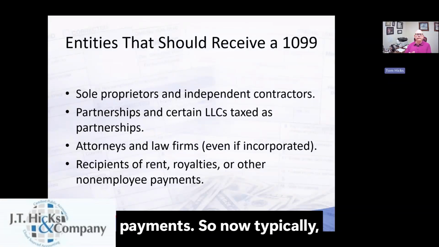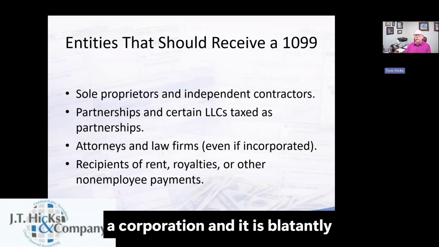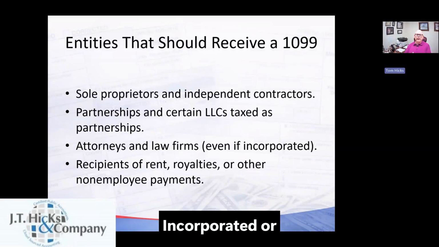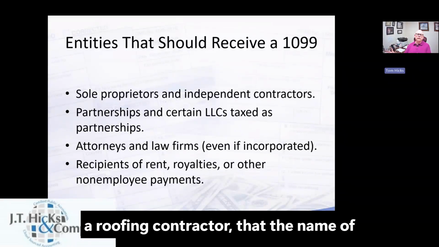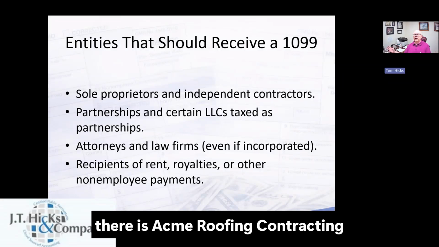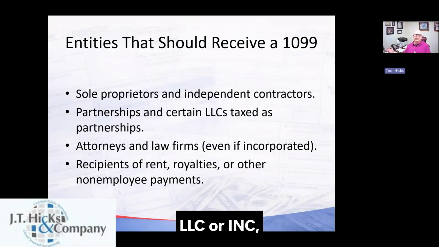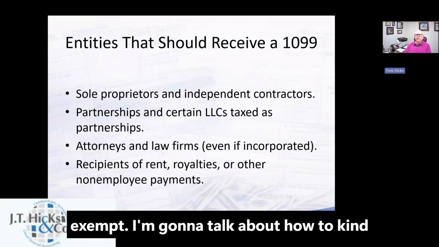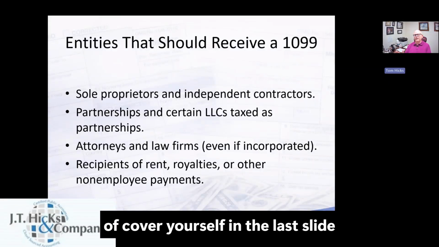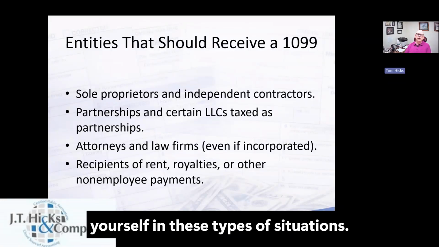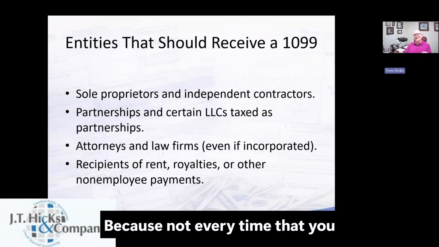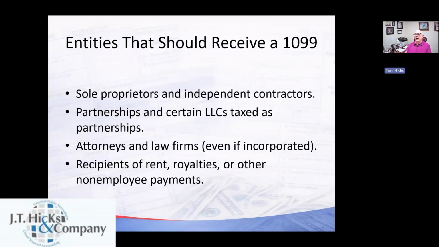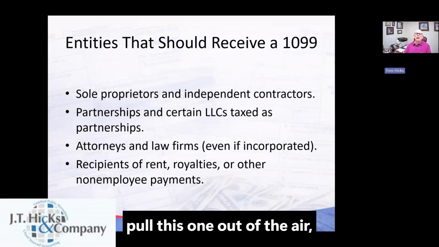Now, typically, friends, if you are dealing with a corporation and it is blatantly obvious that you're dealing with a corporation, like Bob's Plumbing Incorporated, or a roofing contractor named Acme Roofing Contracting LLC, or INC, something like that, then there's a pretty good chance that company is really exempt. I'm going to talk about how to cover yourself in the last slide, how to make sure you protect yourself in these situations, because not every time you see LLC or think you're dealing with a corporation is it so. Let's just say, I'm going to pull this one out of the air, Roto-Rooter.